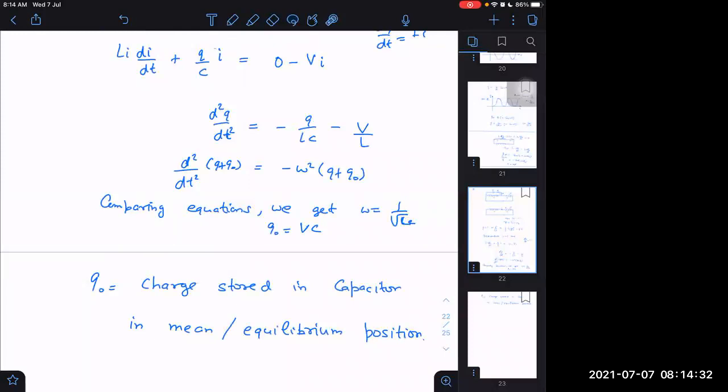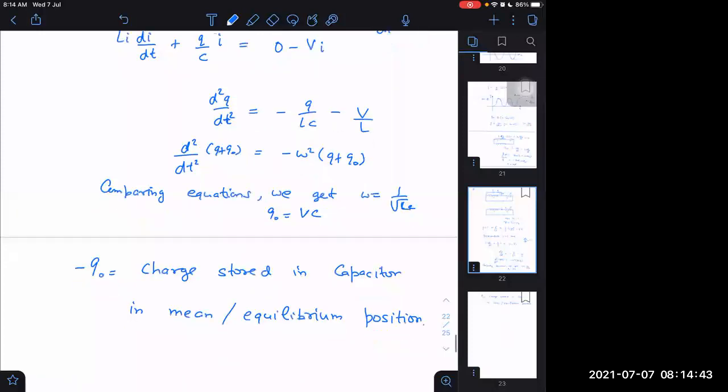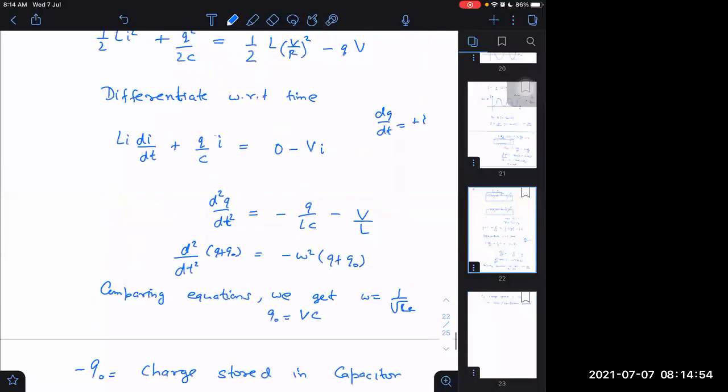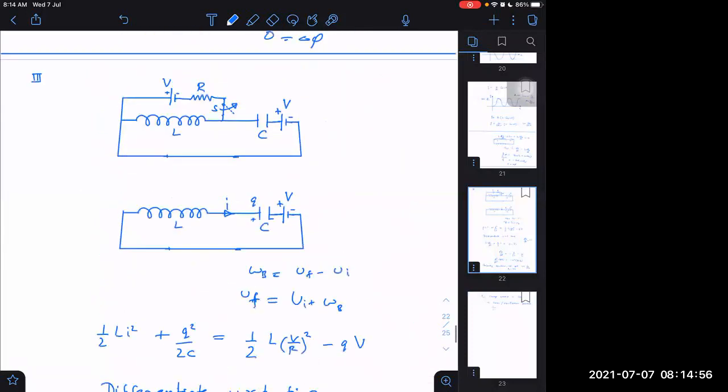The equilibrium position will be that in which the acceleration will be 0, and acceleration will be 0 where this is 0. This is 0 means Q plus Q0 is 0, which means Q is equal to minus Q0. Minus Q0 is the charge stored in the capacitor in the mean or equilibrium position. So that charge stored will become minus Vc, which is equal to minus CV. And I already proved it before by taking it like a conducting wire. If I take it like a conducting wire, then here it will become minus, here it will become plus. So this charge will be minus CV at that time. Right or not?